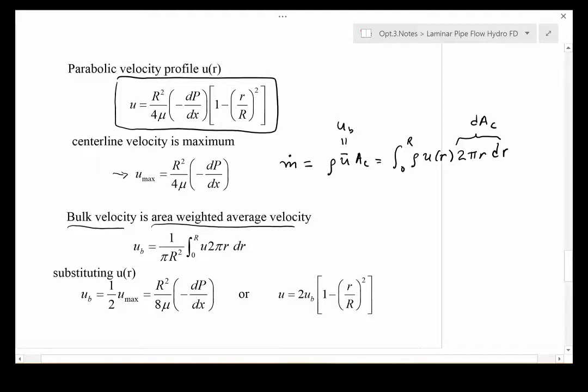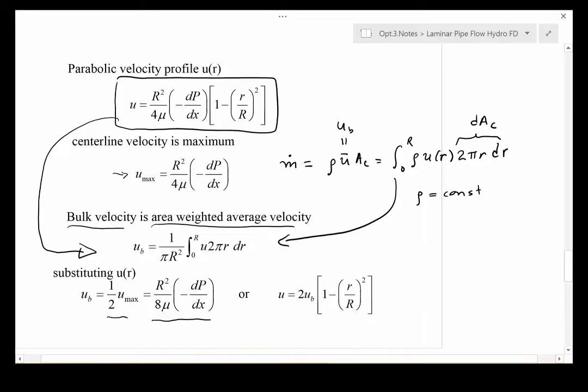So this is essentially what I'm writing here now. We've divided through by rho, since we're assuming rho is a constant, so we can divide through. And so when we substitute the u of r expression we have up here into this expression, we find that the bulk velocity can be written as either 1/2 the maximum velocity, or r squared over 8 mu times minus dp dx.